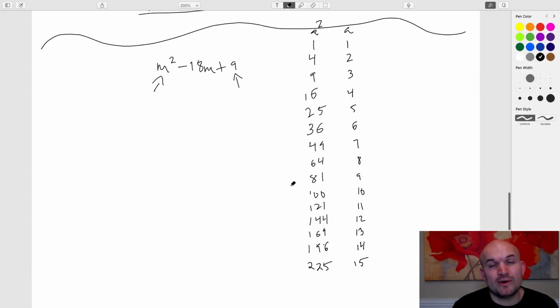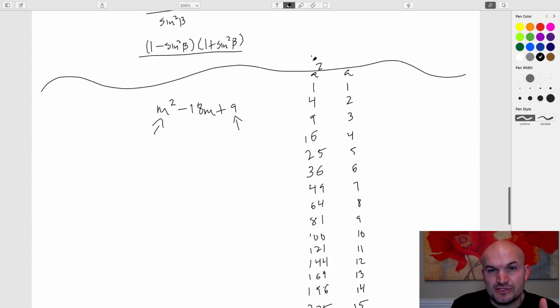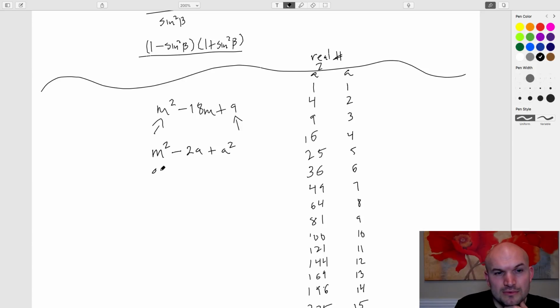Okay, so if you're looking at how you know if something's a perfect square trinomial, it's going to follow these rules. Remember, a and ab are real numbers, not variables. So let's just do m. It's going to be m squared, where m represents your variable. It's either going to be minus 2a plus a squared, or actually, let's just do this. It could be plus or minus a squared.